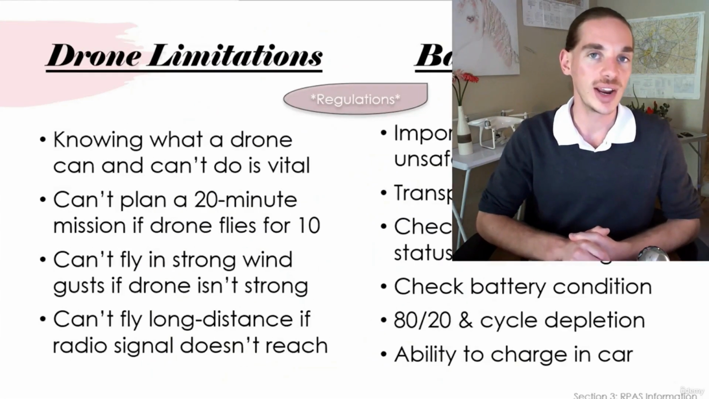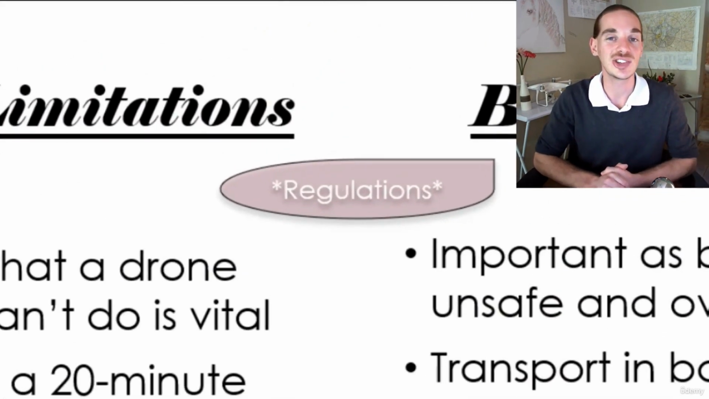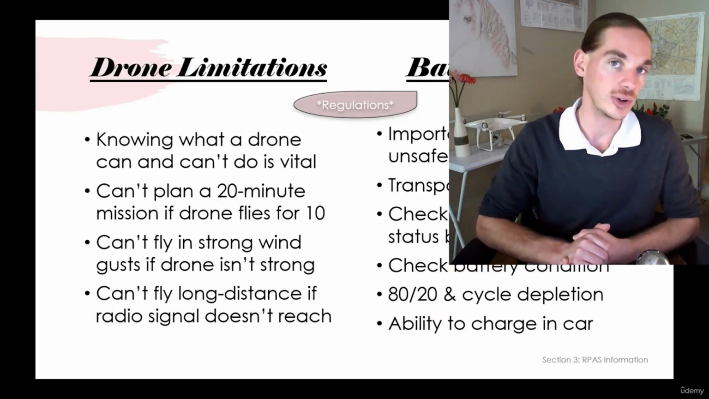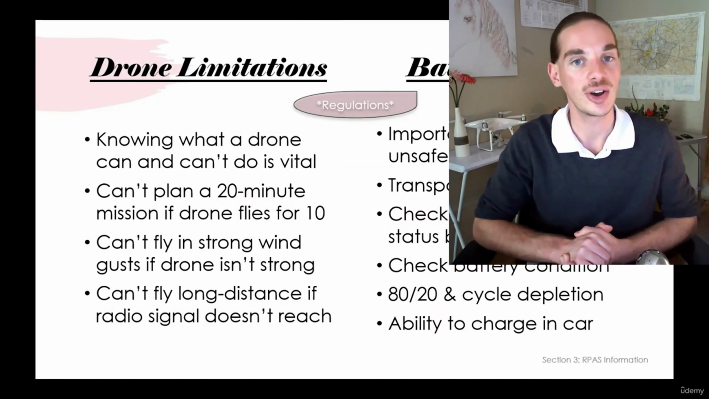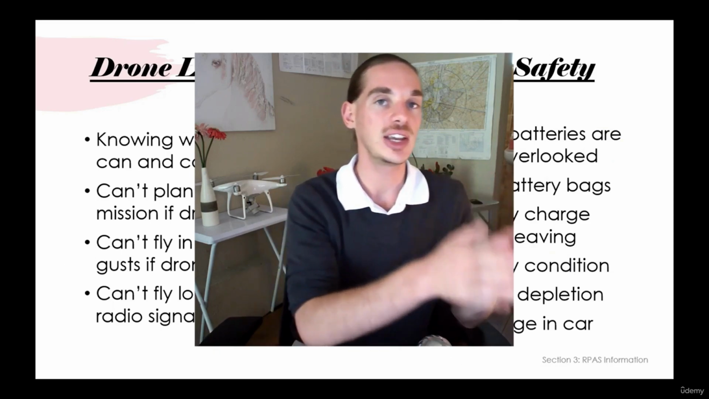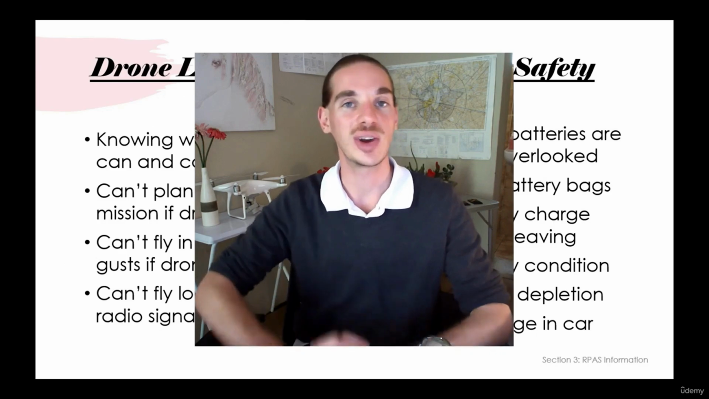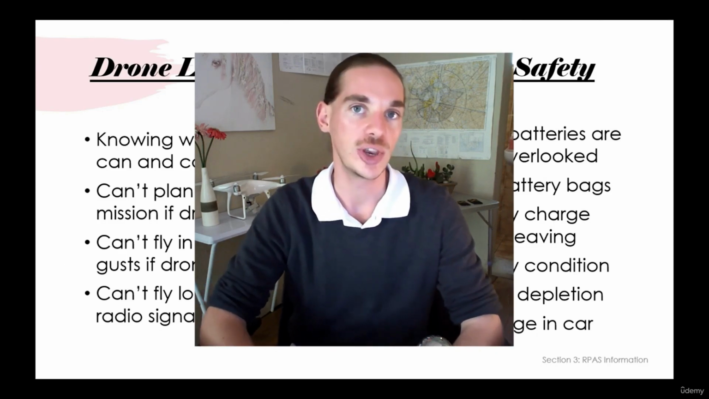You also need to look at regulations. There are limitations when it comes to regulations. Unfortunately, that's just the way it is. We will look at regulations, where to find them later on. But you need to look at your drone limitations as well as any limitations that you might face based on the regulations or the law of where you are flying.